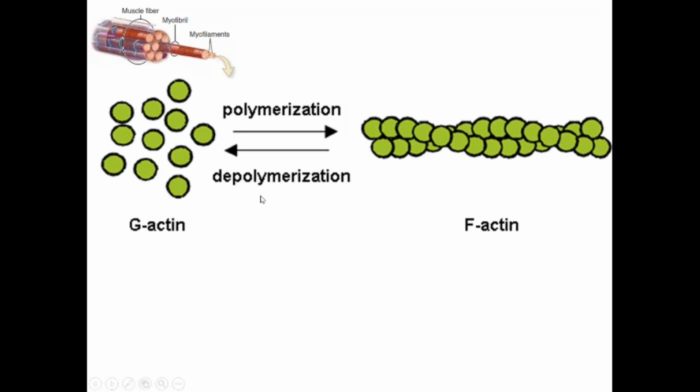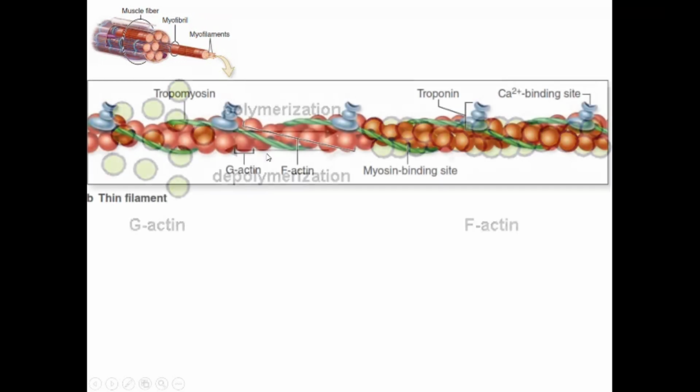Now we want to explain in more detail the structure of thick and thin filaments. It starts with the thin filament. The thin filament is created by G actin. G actin means globular actin. By polymerization of G actins, they create F actin, fibrillar actin. Two strands of fibrillar actin twist together and make a thin filament, like this.